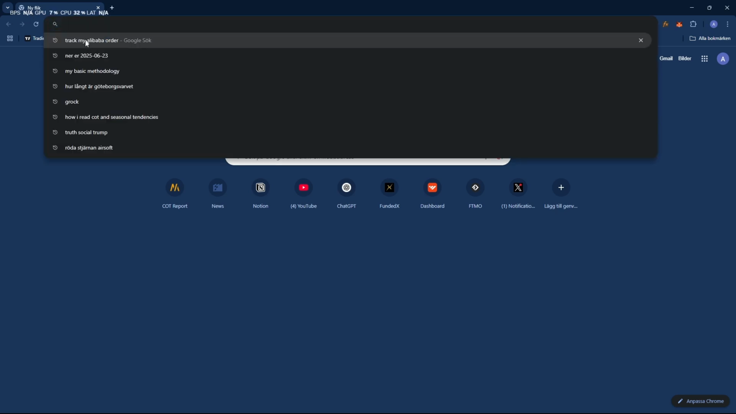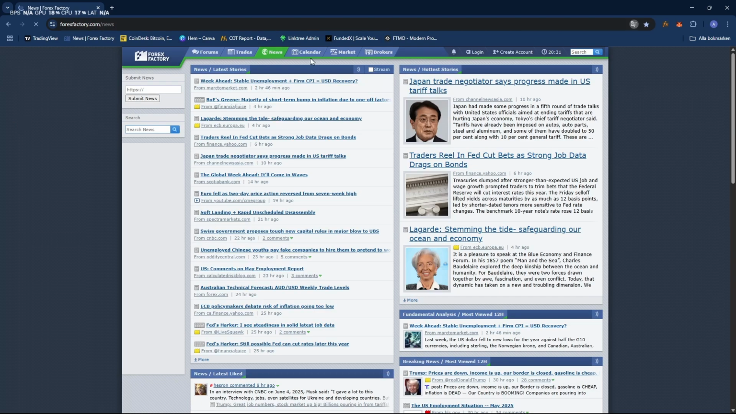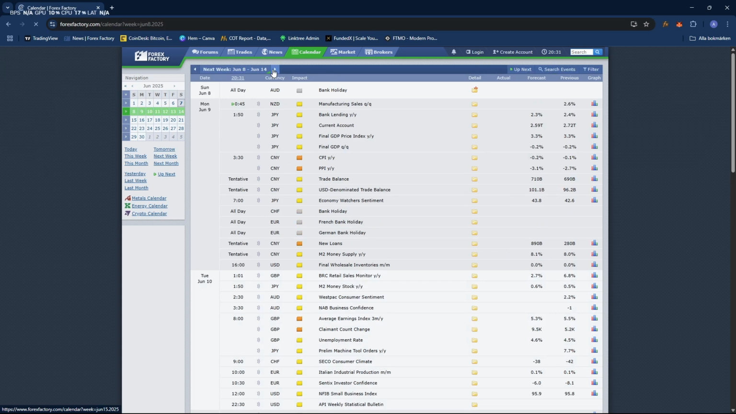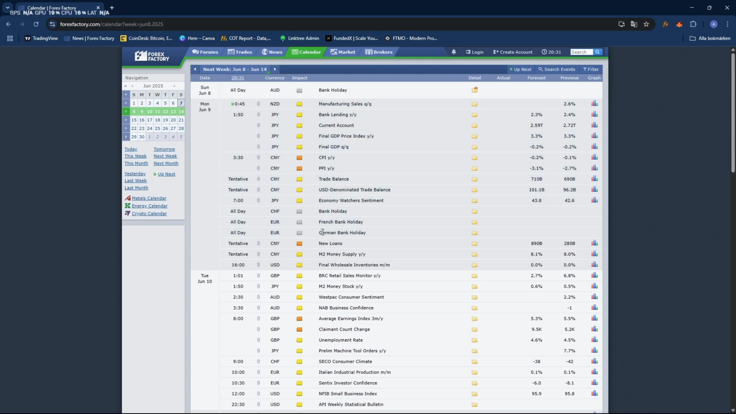So starting off, everybody here, we're pretty much gonna go into the calendar here, and we're pretty much gonna go into this upcoming next week right here. If everybody just looks at this, you'll be able to see straight away that we're facing here on Monday a Euro bank holiday. We have the French and the German bank holiday.